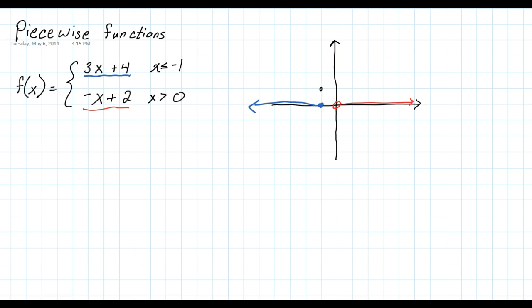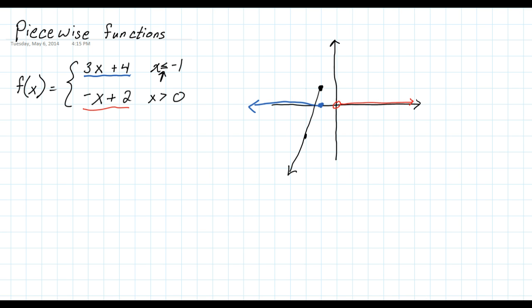So I am going to plot my point there, and it's closed because I have equality here, right? That guy says less than or equal to. And then I know I have slope 3. So I'll go left 1 and down 3. I would go right 1 and up 3, but then I'd be in the wrong section of the plane. So there's the first part.